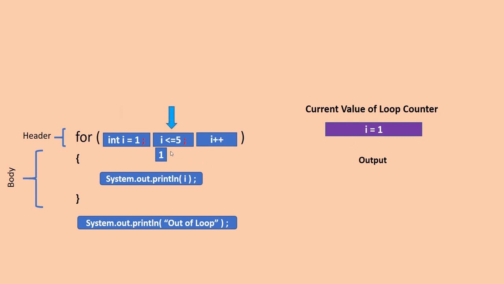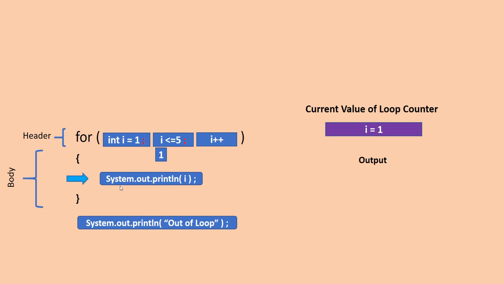After this statement, the control goes to the next statement in the header of the for loop and checks if this condition is true. The current value of I is 1. So 1 is less than 5. The condition is true. Now the control will move to the body. Just note here that the first statement was skipped by Java, and after checking the condition, the control moved to the body of the for loop.